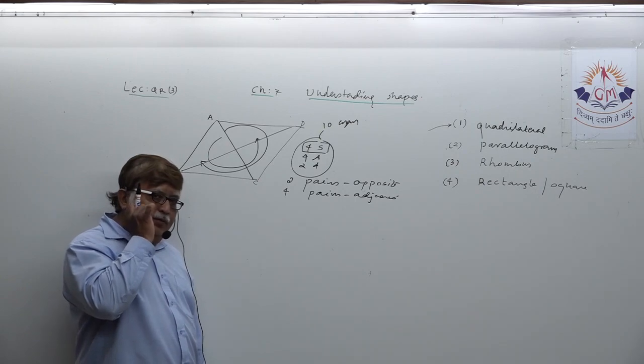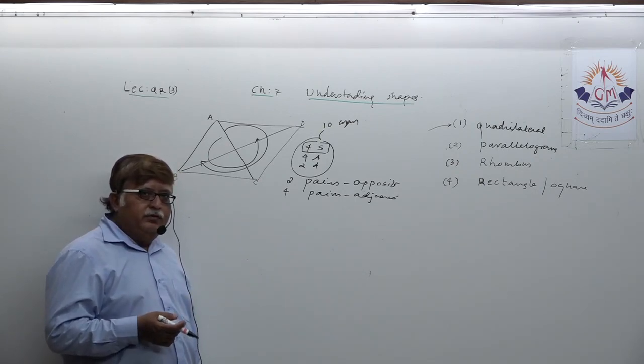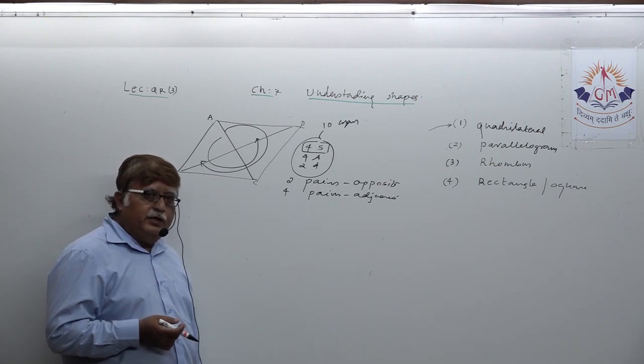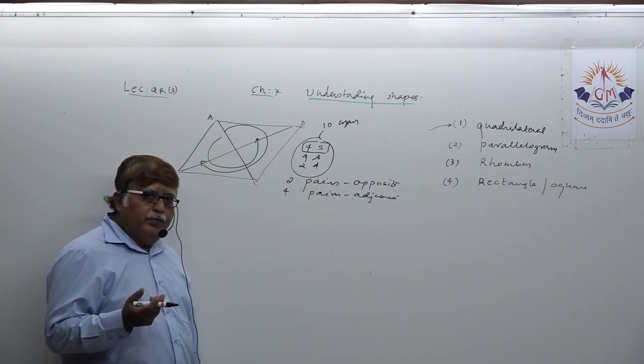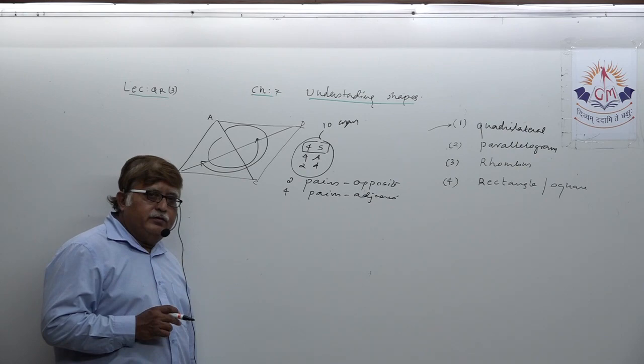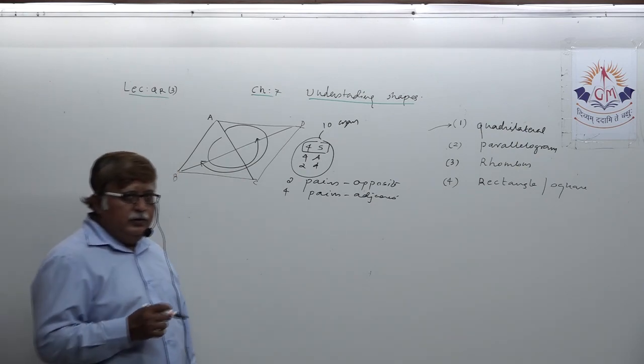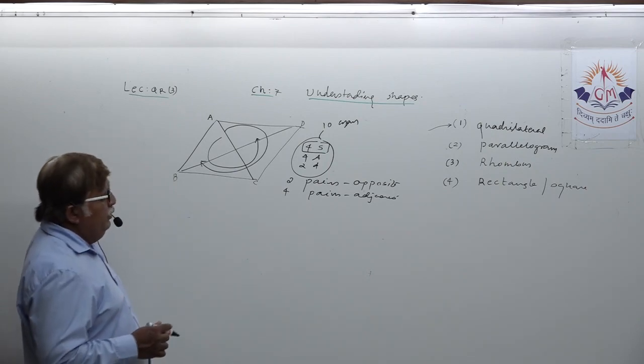Understand, I may give you any quadrilateral where I may ask you to mention the 2 pairs of opposite sides or 4 pairs of adjacent sides. You should know, dear student, that there are 4 pairs of adjacent sides and 2 pairs of opposite sides. Is it clear in your mind?